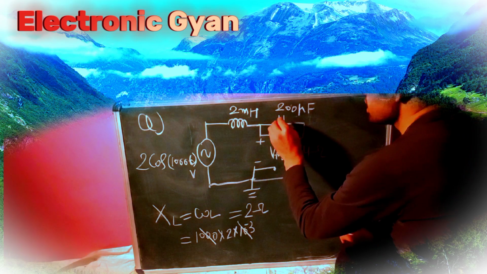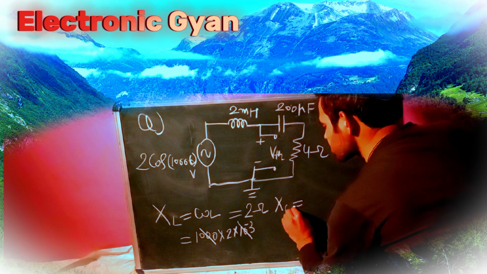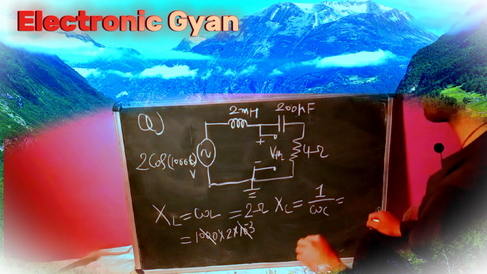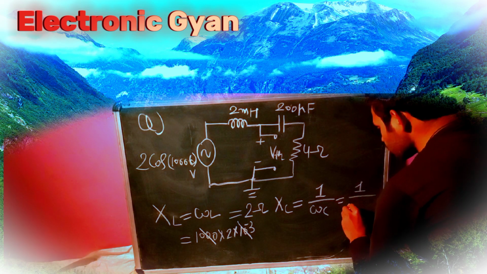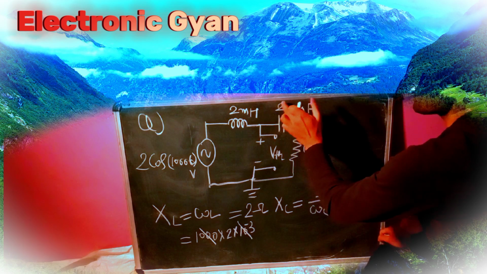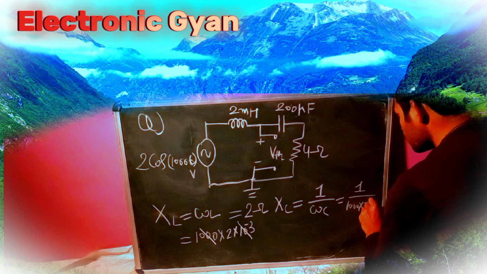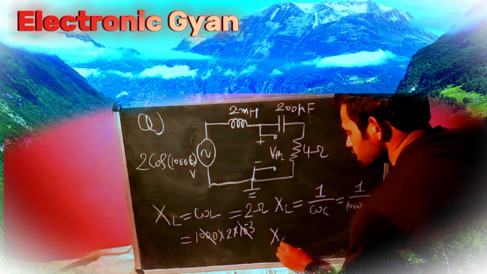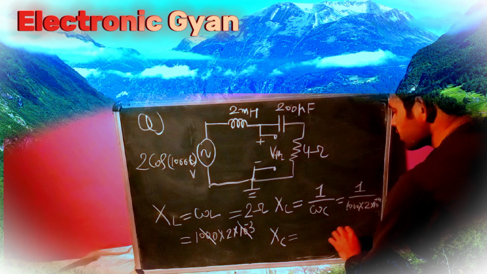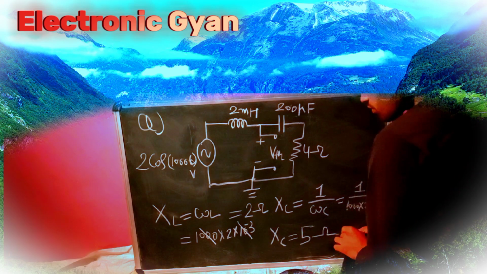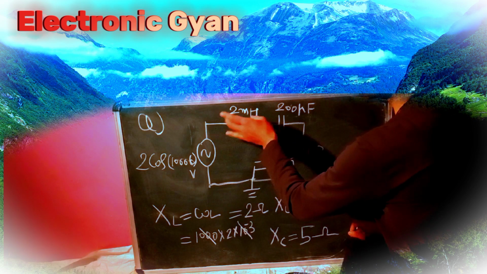Similarly, capacitive reactance XC is equal to 1 by omega C, which is 1 by 1000 times the capacitance of 200 microfarad, which is 2 into 10 to the power minus 4. The 10 to the power minus 4 makes it 1 by 0.2, so XC is 5 ohm. Now we are going to replace these by impedances.